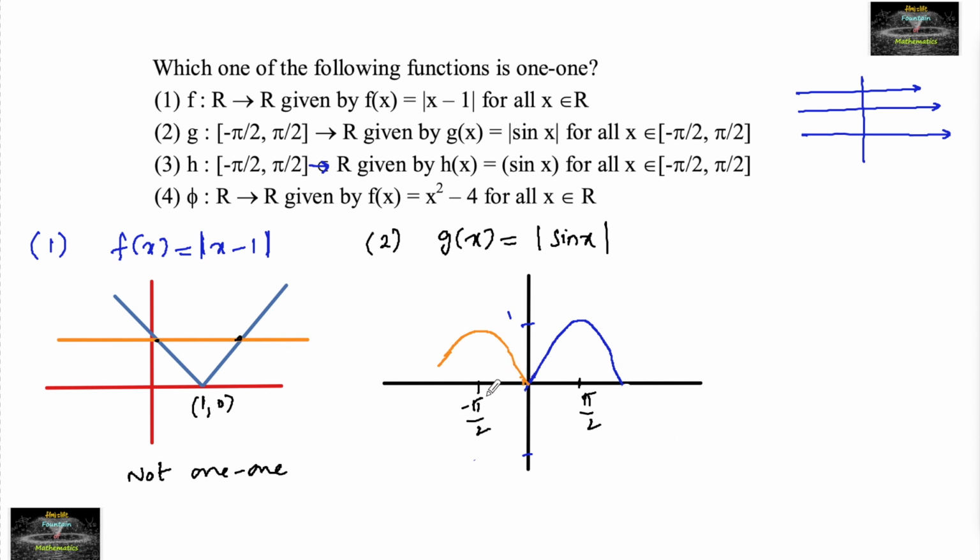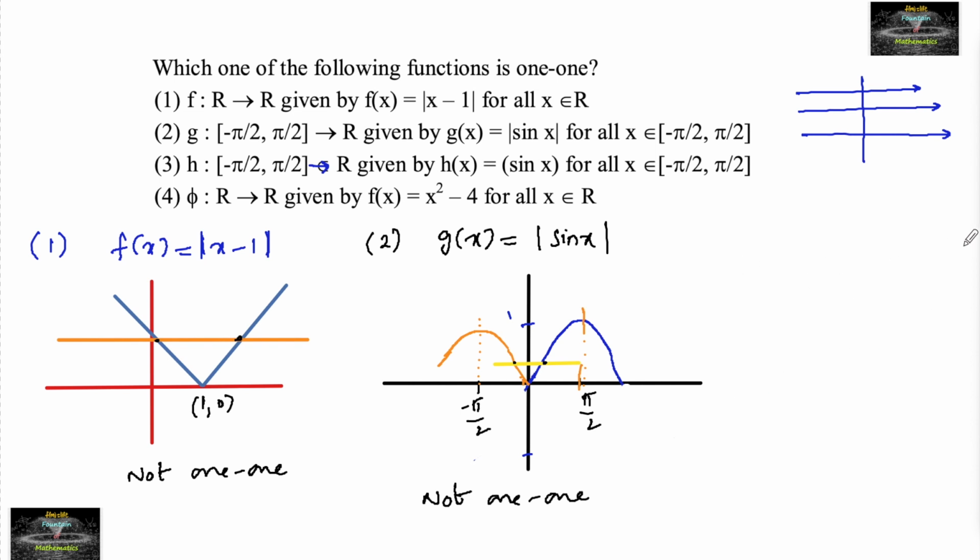To R. So we can see very clearly from this part, minus pi by 2 to plus pi by 2, if I draw any line parallel to x-axis, it cuts at more than one point. So we can say this function is also not 1 to 1.